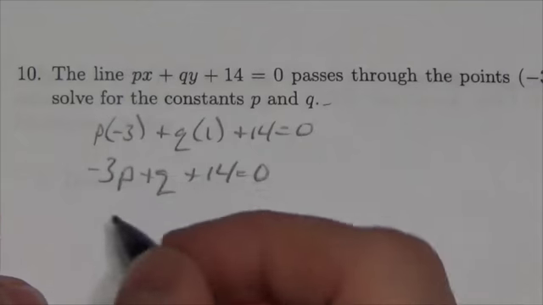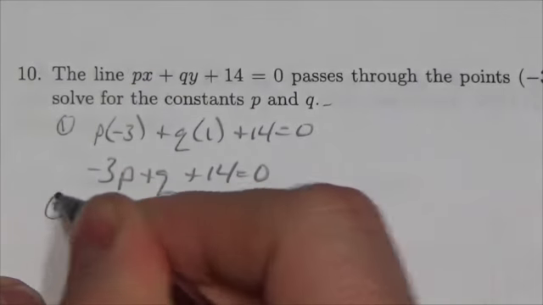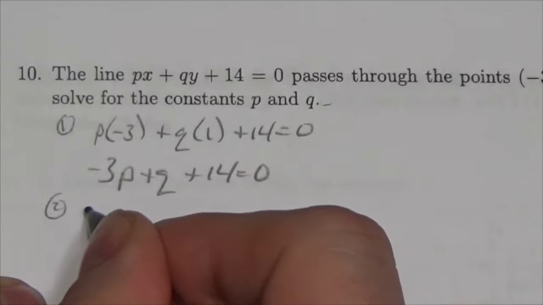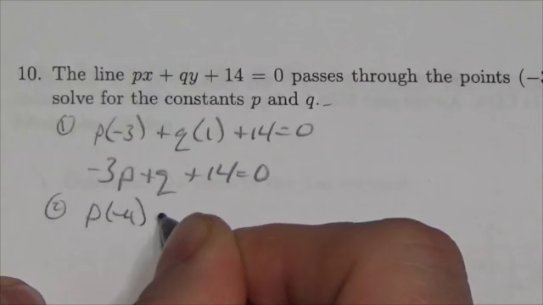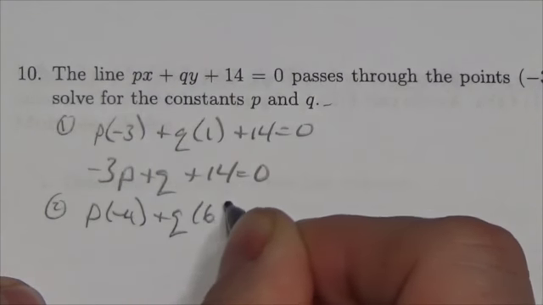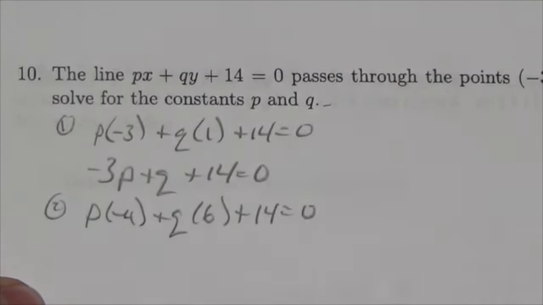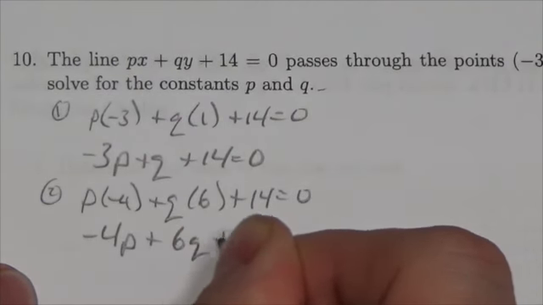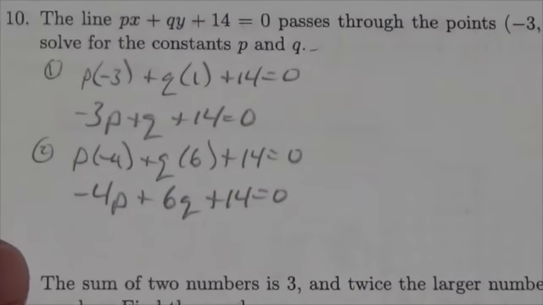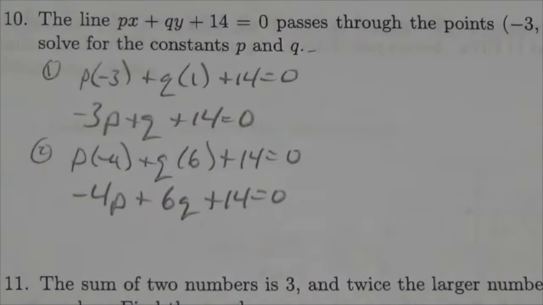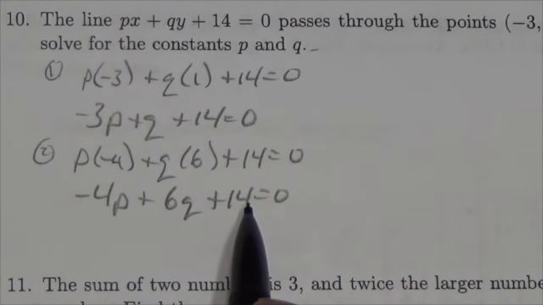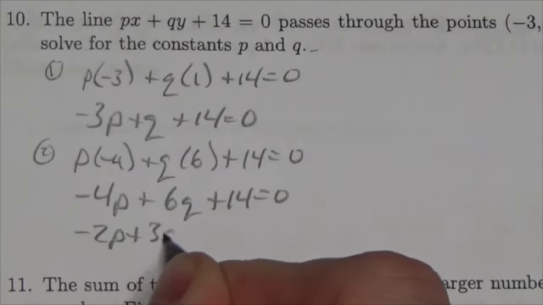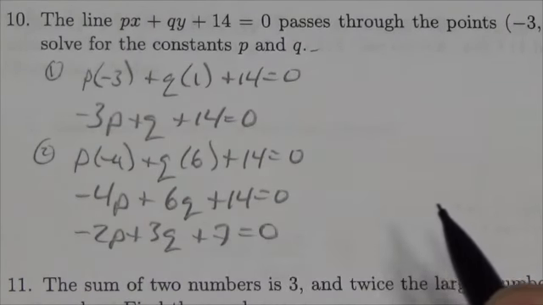So this is equation 1. The next point, if I plug it in, is going to give me a different equation because it's got a different point in there. That'll be p times negative 4 plus q times 6 plus 14 equals 0. Again, I'll clean this up a little bit. So negative 4p plus 6q plus 14 equals 0. And I'm going to clean this one up even more, because notice that everything here is divisible by 2. So I'll divide everything through by 2, and that'll get us negative 2p plus 3q plus 7 is equal to 0.